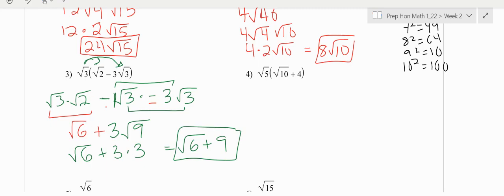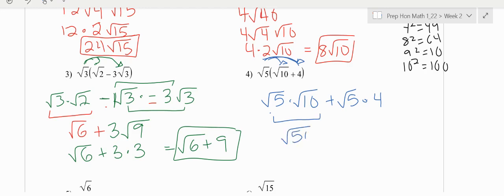For the next one, same idea. I'm going to distribute radical 5. So I would have radical 5 times radical 10. This would be a positive. And then radical 5 times 4. Keep in mind the 4 is not inside of a radical. So if they're both inside, I could put them in the same one. So this is root 50. The 4 is actually outside, so that would go with like an imaginary 1. So this would be 4 radical 5. So we just move it to the front.